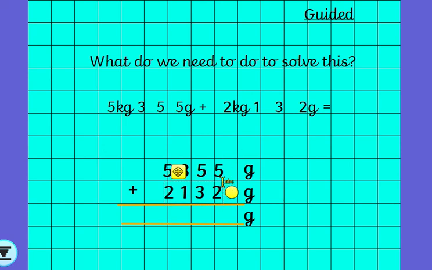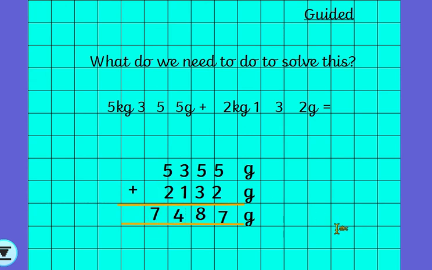So let's look. 5 add 2 is 7. 5 add 3 is 8. 3 add 1 is... Oh, where have you gone, 8? Come on. 3 add 1 is 4. And 5 add 2 is 7. But we're not done yet, are we?